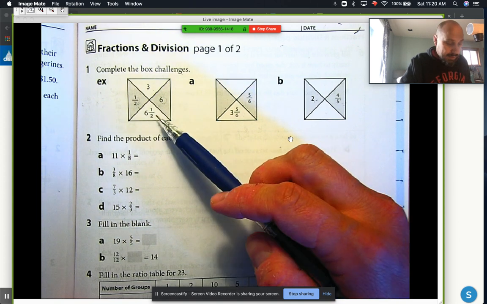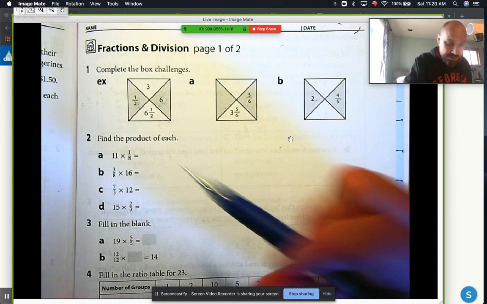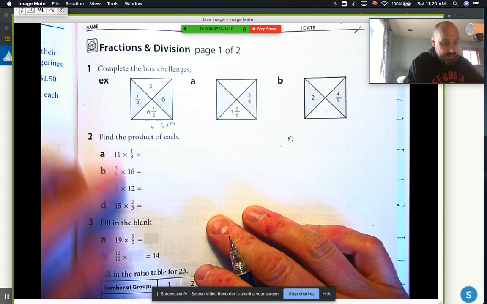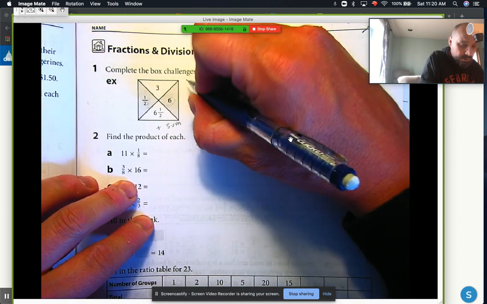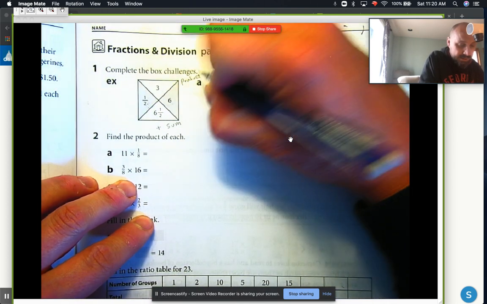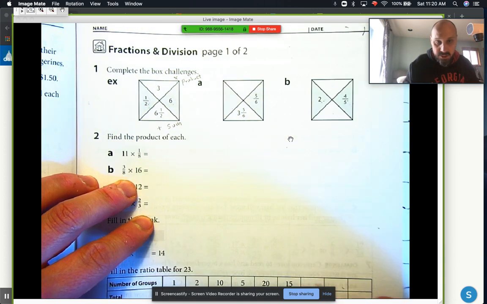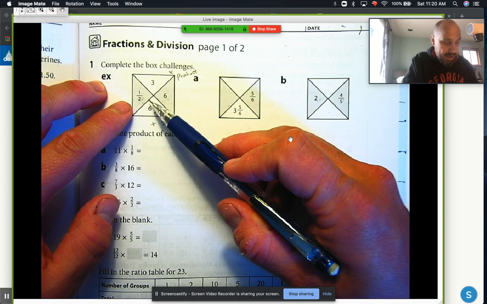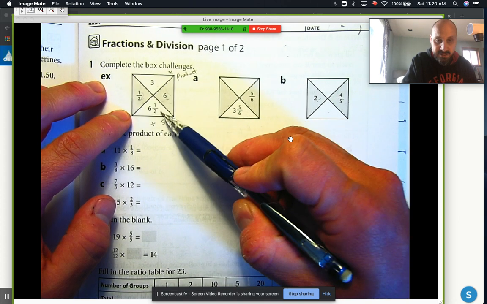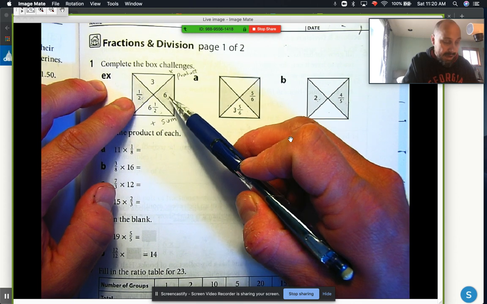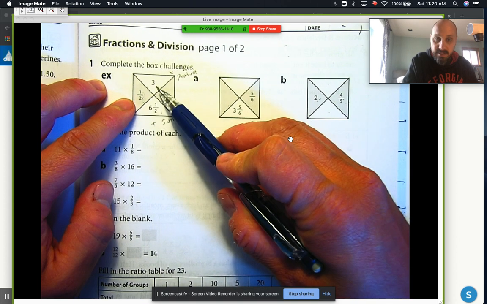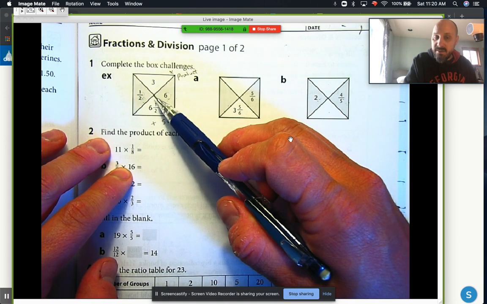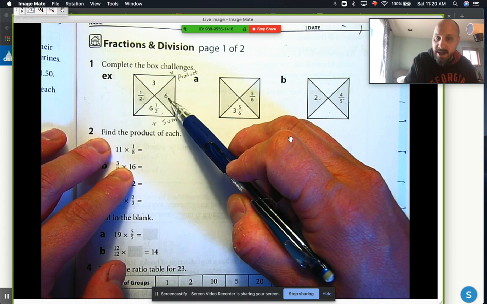So the bottom white triangle is our sum. That's the answer to an addition problem. And the top white triangle is our product. That's the answer to a multiplication problem. So with our grayed out triangles, when we add 1/2 plus 6, we get the sum, which is 6.5. Now when we multiply, we do half times 6, or half of 6, and we get the answer to our product, which is 3.